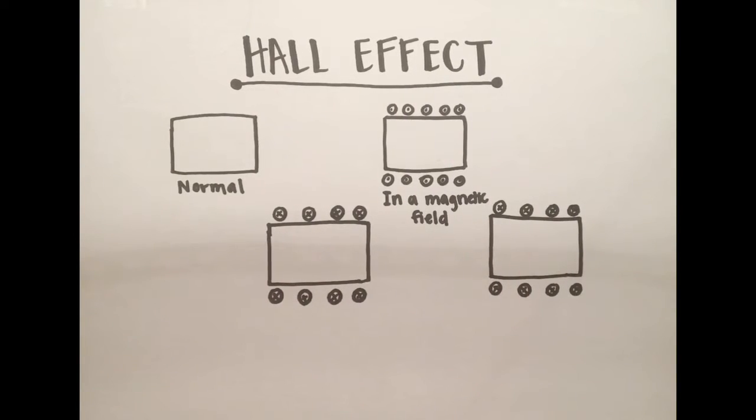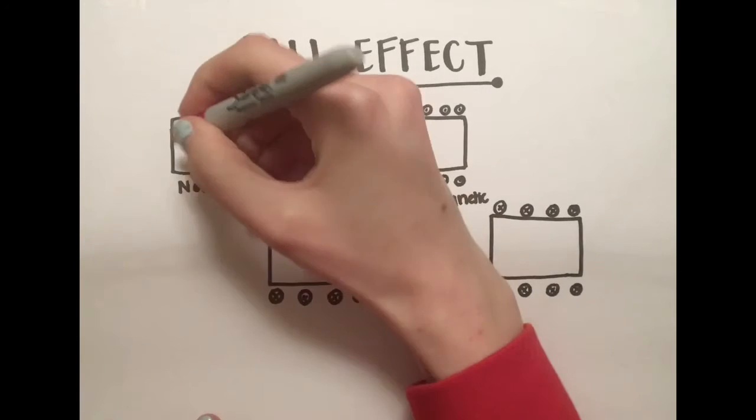In this video, I will be explaining what the Hall effect is and how we can calculate the voltage that it produces. The Hall effect is a voltage that is caused by a current running through a conductor within a magnetic field. When a current is flowing through a conductor normally, the electrons will flow straight through the conductor.